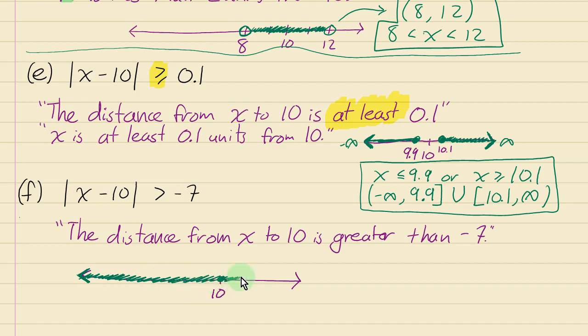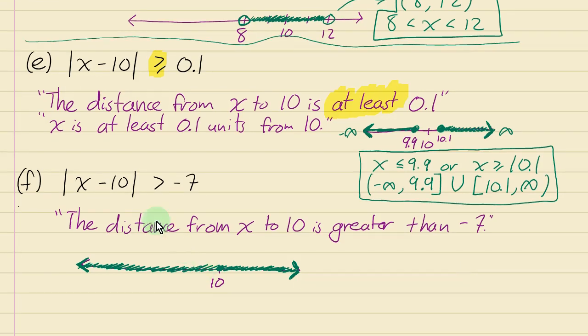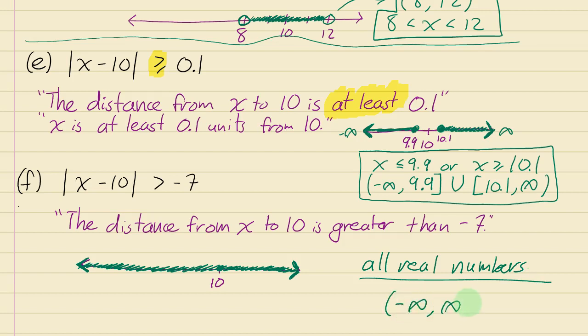x can be anything, because the distance from x to 10 is always positive, or 0 if x is 10, so you will get a non-negative result on the left side, which is always greater than negative 7. So we can say the solution is all real numbers. You can also write that as the interval from negative infinity to infinity.